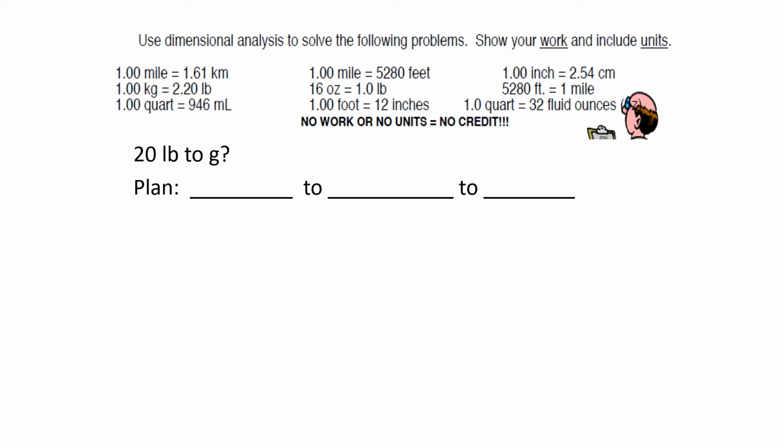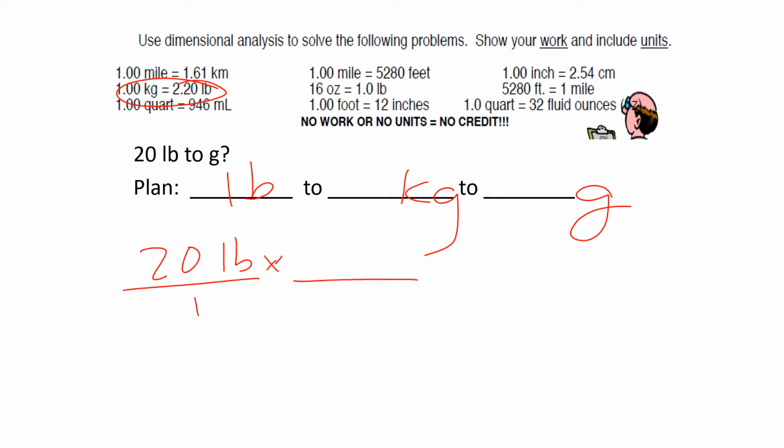All right, 20 pounds to grams. So I see that I have a pounds to kilogram conversion, but not a pound to gram. But if I go from pounds to kilograms, which is an English to metric conversion, you have to memorize kilograms to grams, and so you know what that second conversion will be. So we'll go 20 pounds, put that over 1, pounds down here, kilograms up here. We have 1 kilogram, 2.2 pounds, pounds cancel out.